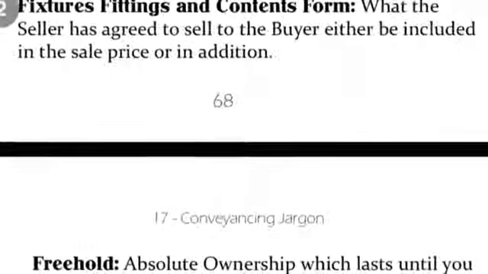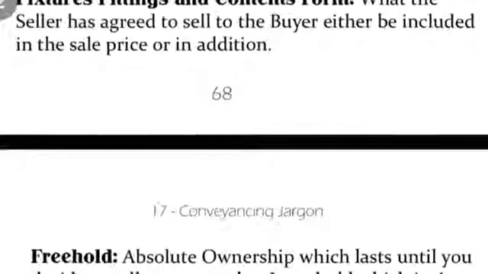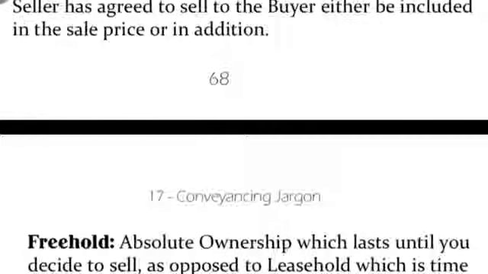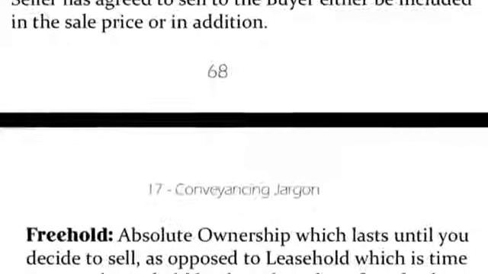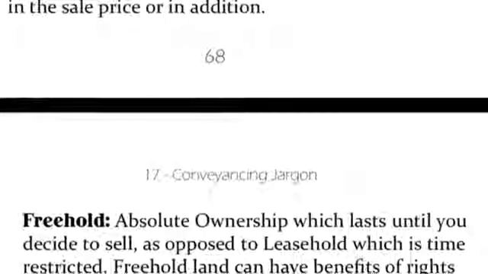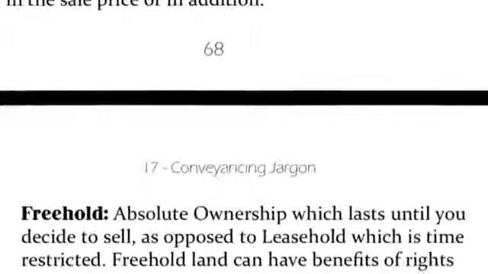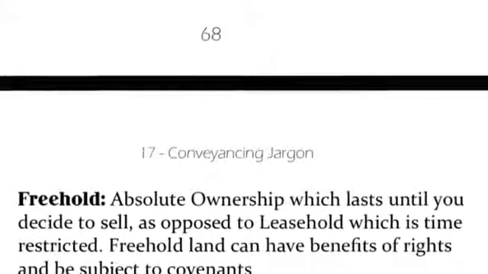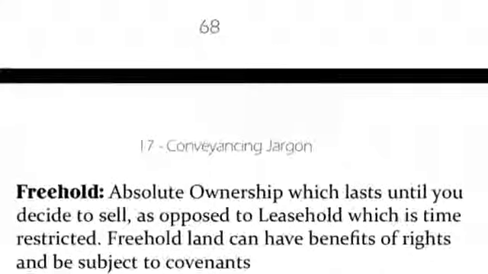Fixtures, fittings and contents form. This sets out what the seller has agreed to sell to the buyer, either included in the sale price or in addition. Make sure you check this. Freehold. This is the absolute ownership which lasts until you decide to sell, as opposed to leasehold, which is time restricted. Freehold land can have benefits of rights and be subject to covenants.